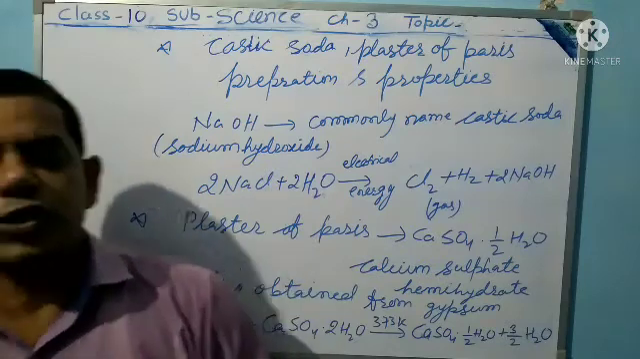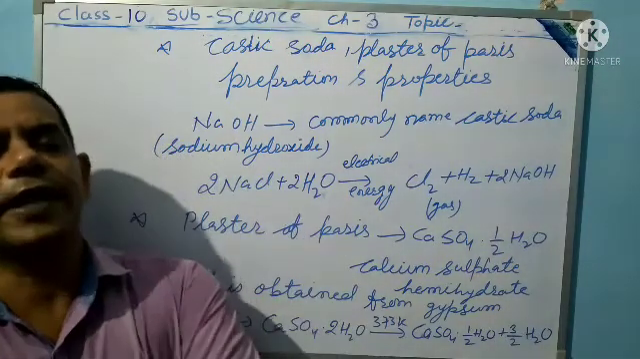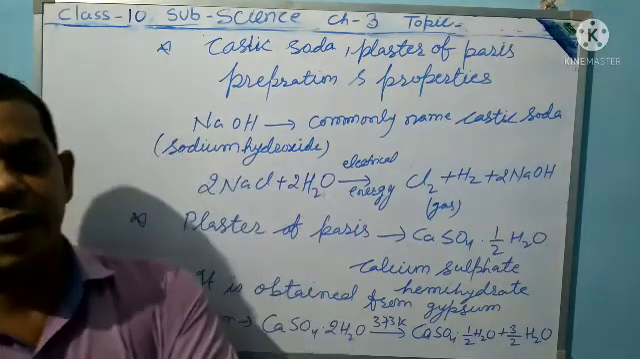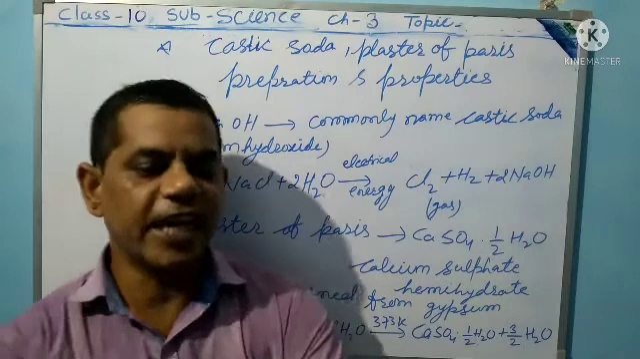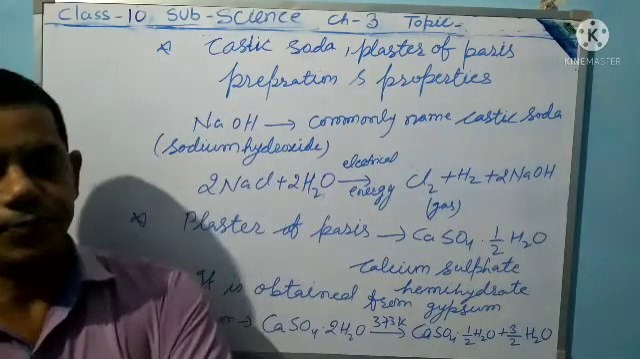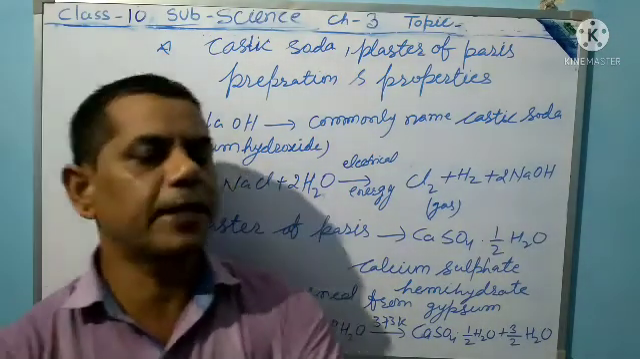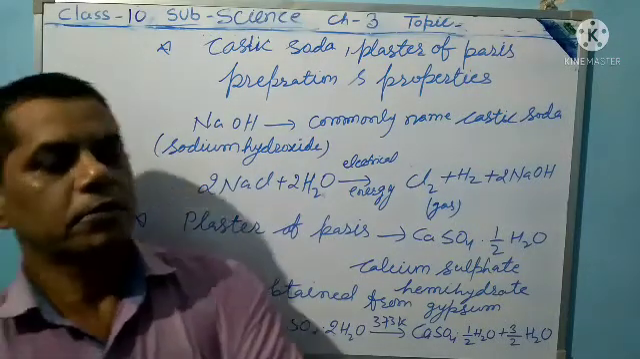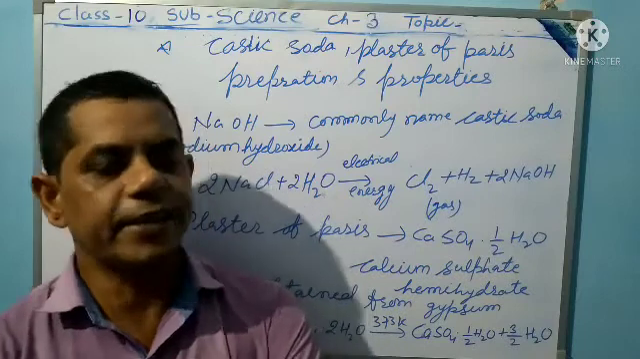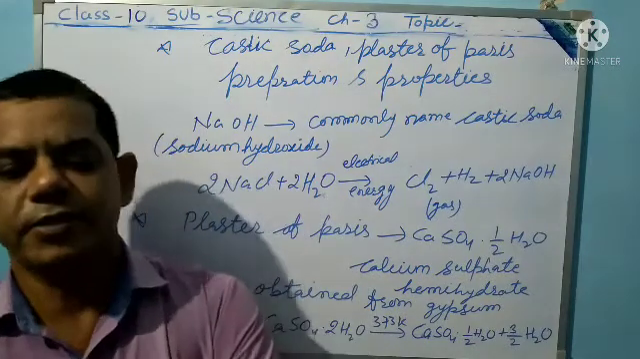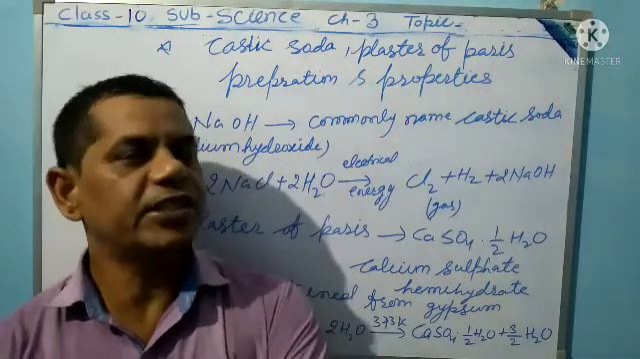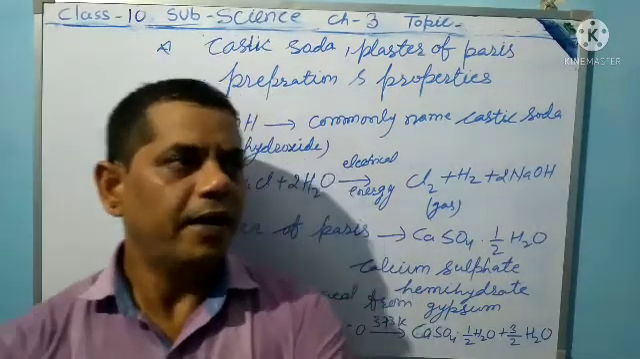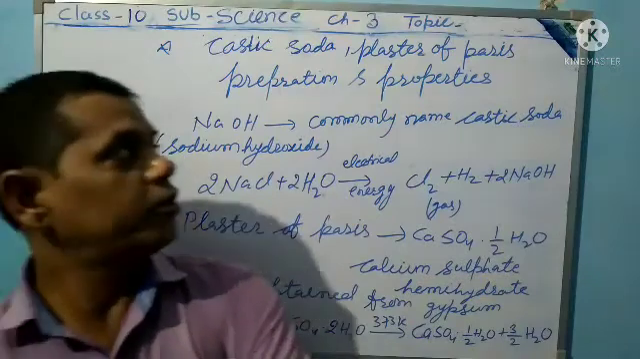It is used for making soap, detergent, artificial textile fibers, manufacturing paper, purifying bauxite ore, refining, dyes and bleaches, etc. Now that is the caustic soda.